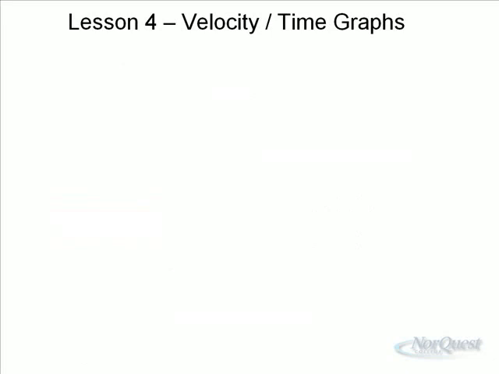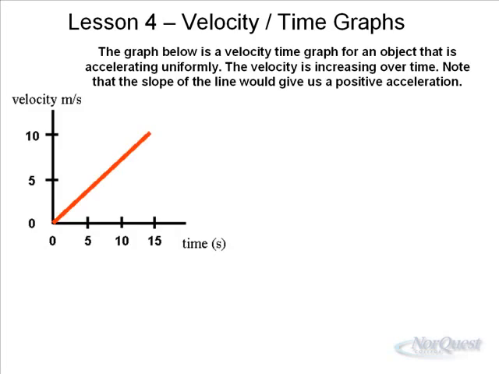Another important idea, as we mentioned earlier, is that the slope of a velocity time graph gives you the acceleration. The graph below is a velocity time graph for an object that is accelerating uniformly. The velocity is increasing over time. At time 0, velocity is 0. At time 5, the velocity is a little bit higher, it might be 3 or 4. At 10 seconds, it might be 6 or 8. At 15 seconds, it might be closer to 12 or so.